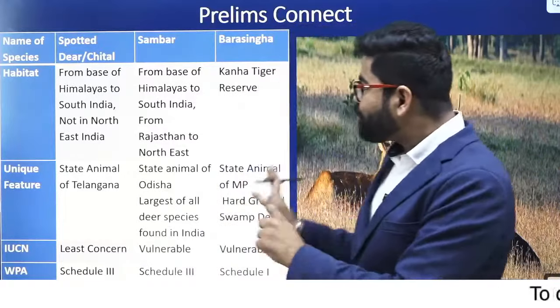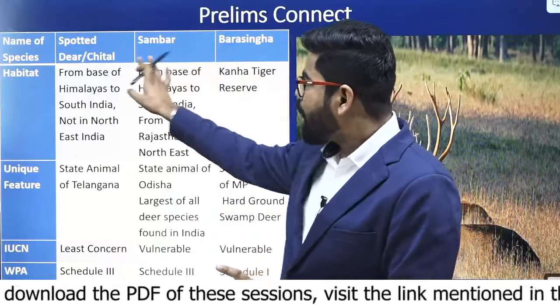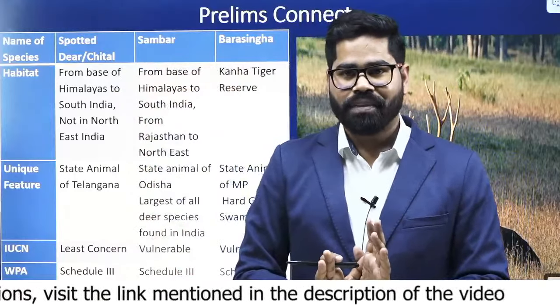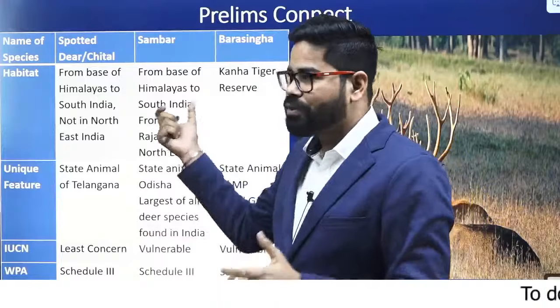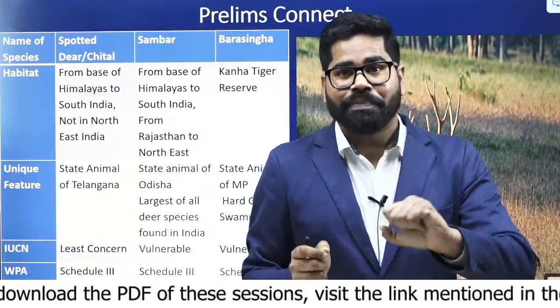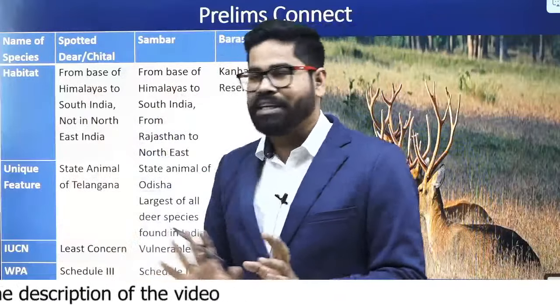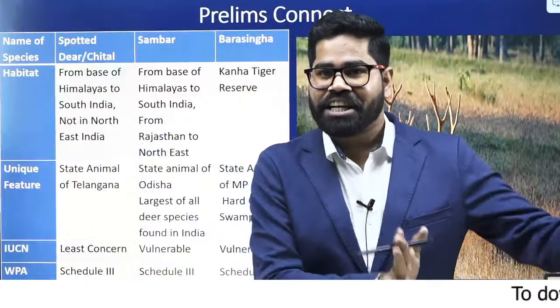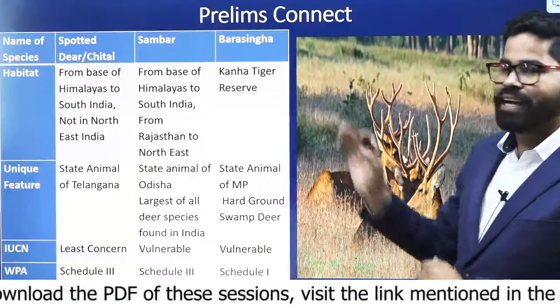So these are about the conservation features of the Barasingha, Sambar and spotted deer. Sometimes it is better to compare, as other species of deer are also there. We have taken just 3 for comparison here. It's better to compare them on one single ground using these parameters so that you can easily revise them. So this is one such species, Barasingha, and the other ones.